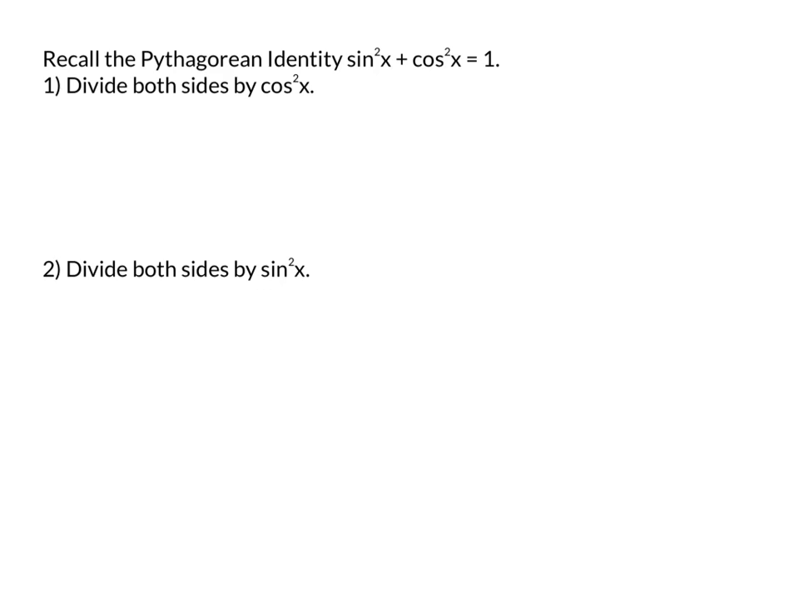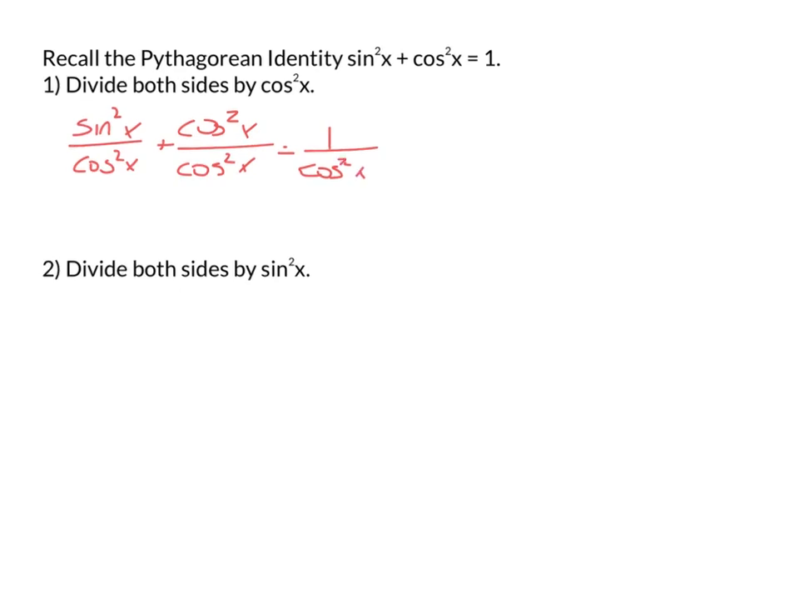There are two other Pythagorean identities. So in the first version of this, I'm going to divide all the sides by cosine squared. So we have sine squared of x divided by cosine squared of x plus cosine squared of x divided by cosine squared of x, and then 1 divided by cosine squared of x. So everything's getting divided by cosine squared. And what is the result when that occurs?